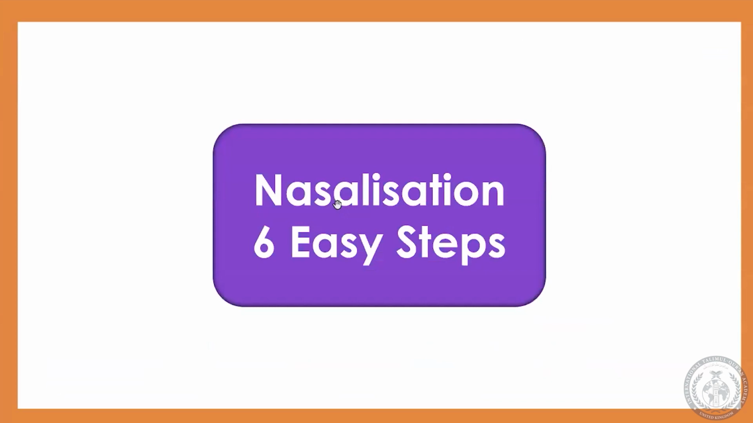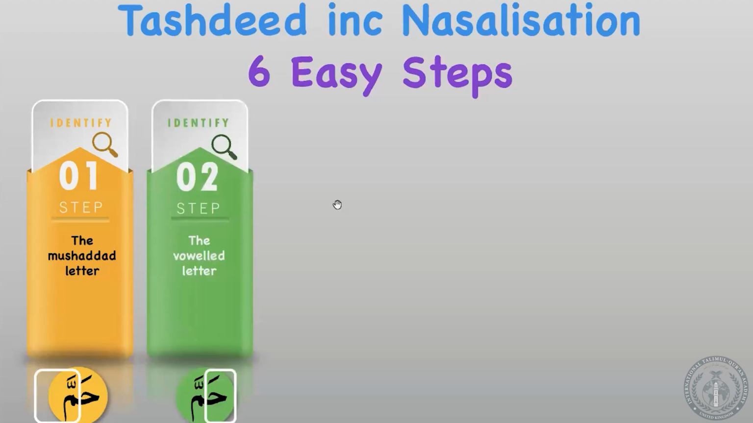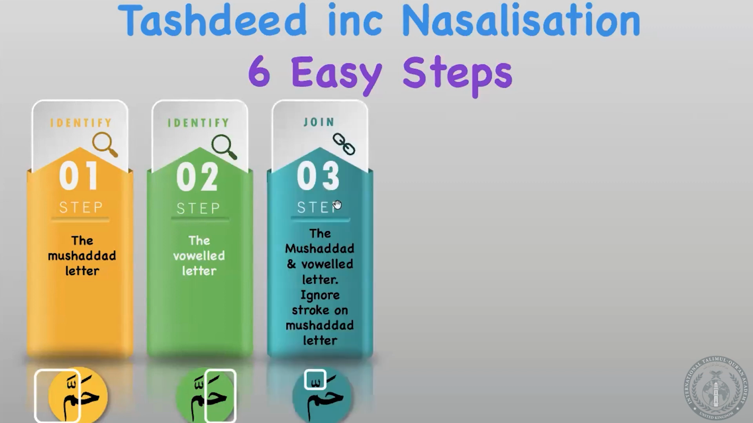Now there's 6 easy steps that we should always do when we see a mushaddad letter, which includes the nasalization step. The first step, identify the mushaddad letter. Second step is identify the vowed letter. Step 3 is that we join the mushaddad letter and the vowed letter, ignoring the stroke on the mushaddad letter for now.